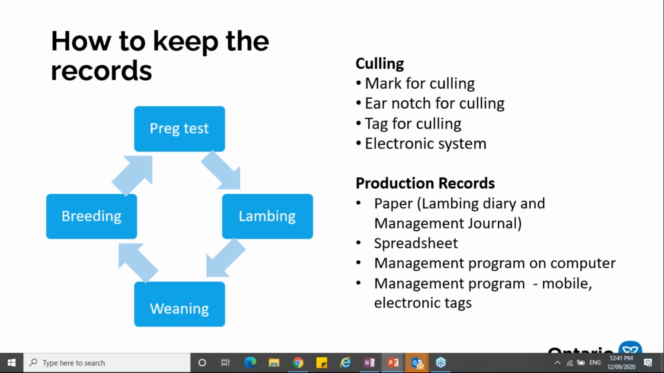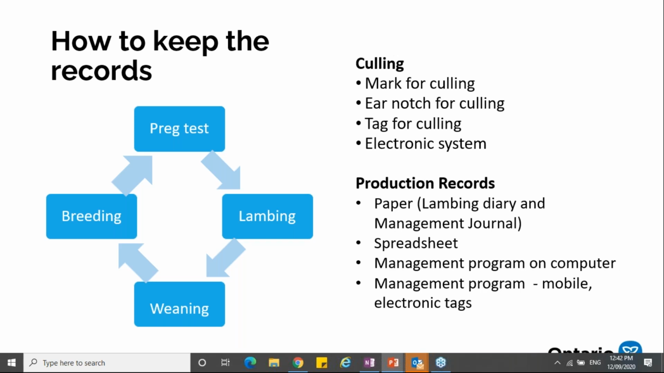Sometimes with notches in the ear, it can help you ID an animal that was a problem, but you decided to give her a second chance. So if it comes around to lambing again and she already has a notch, it could be a two strikes and you're out situation. Or you could choose to keep cheap ID tags and paper records to follow the animal. Some people use colored tags to put in those cull animals, things like that.